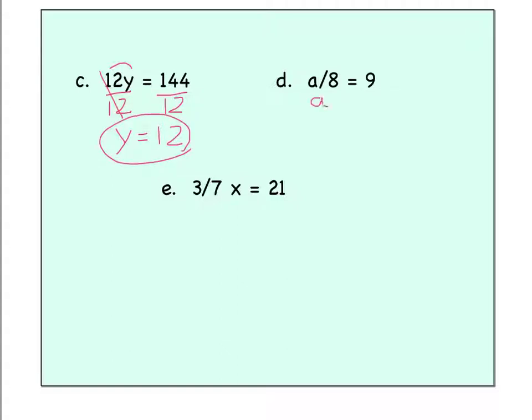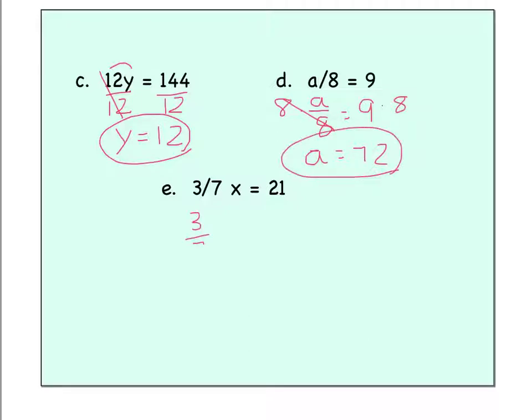This one I'm going to rewrite because I don't like it when it looks that way. I'm not sure why. So this is a division equation. We'd have to solve by multiplication. We'd get a equals 72. And 72 divided by 8 does give us 9.